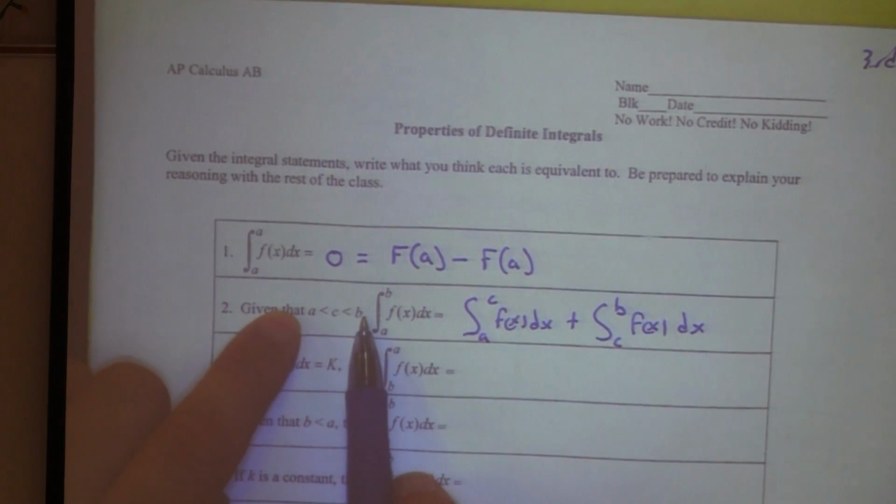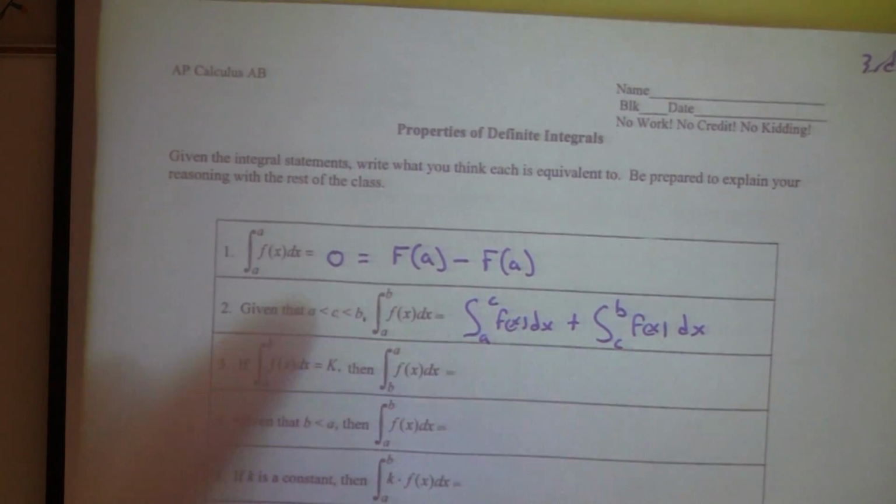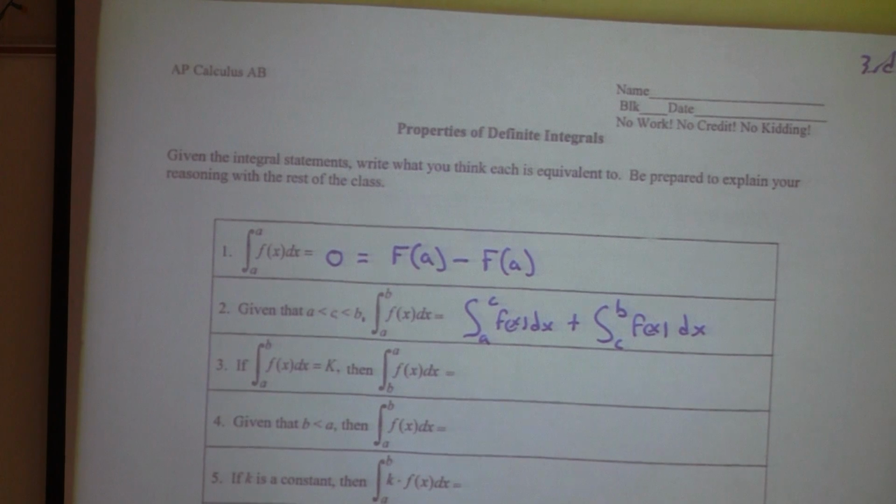To get to here, right, I could split it up and say from here to here and then from there to there. Still getting the whole thing. You understand?